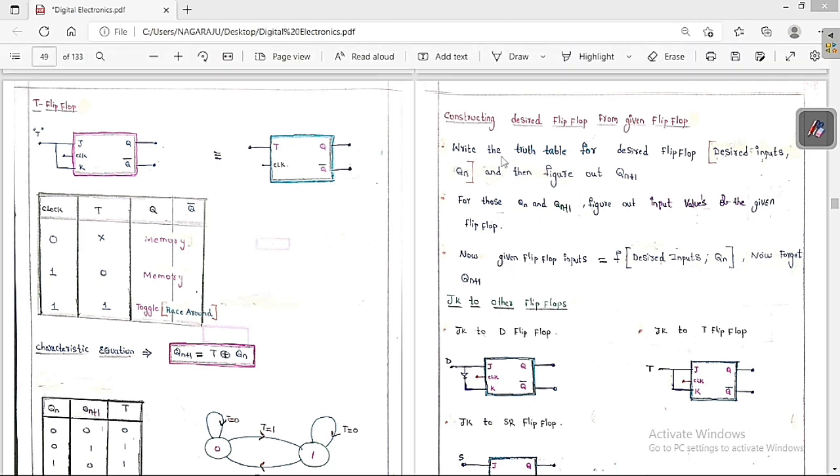Listen carefully. Write the truth table for the desired flip-flop in terms of desired inputs comma Qn, and figure out the value of Q of n plus 1. For those Q of n and Q of n plus 1, figure out the input values of the given flip-flop. Then write the given flip-flop inputs as a function of desired inputs comma Qn, and forget about the Q of n plus 1. These are the 3 points that you always have to keep in your mind.